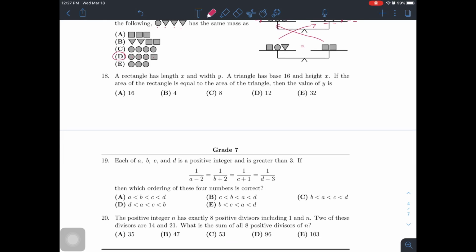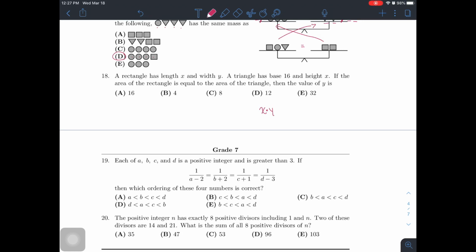Question 18. A rectangle has length x and width y. A triangle has a base 16 and height x. If the area of the rectangle is equal to the area of the triangle, then the value of y is... So we know that the area of the rectangle is length times width, so x times y.